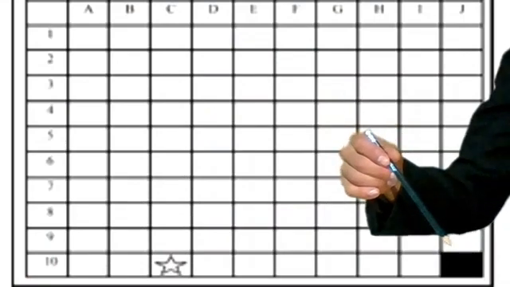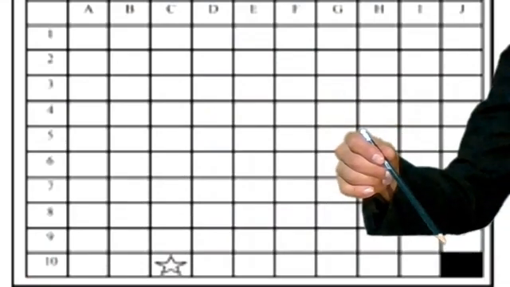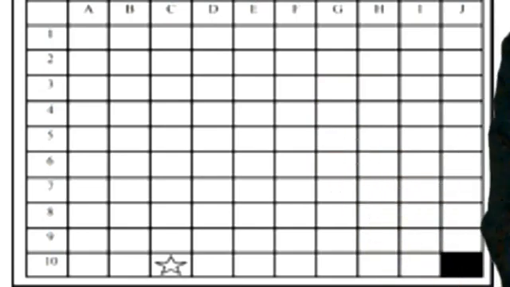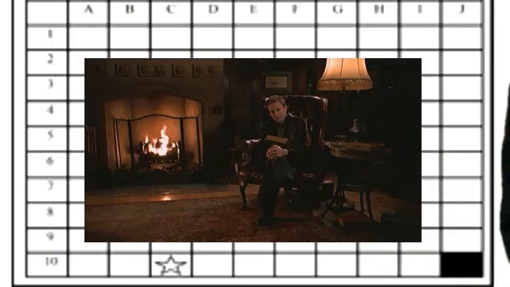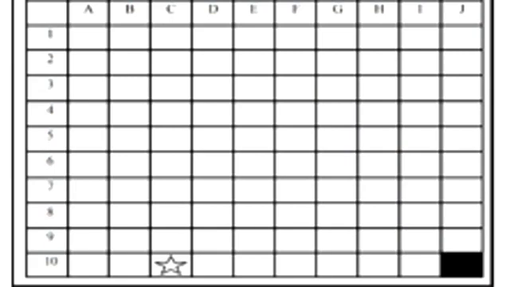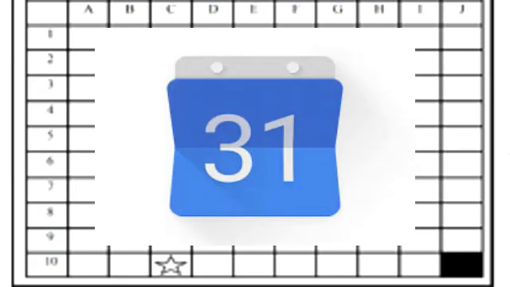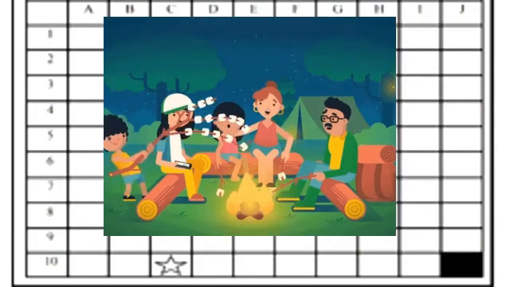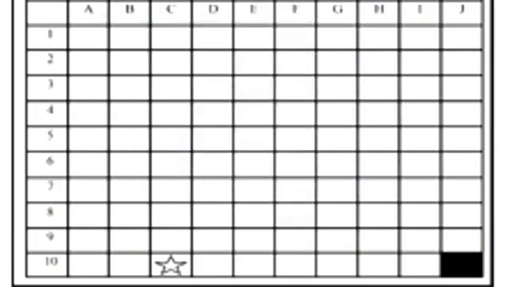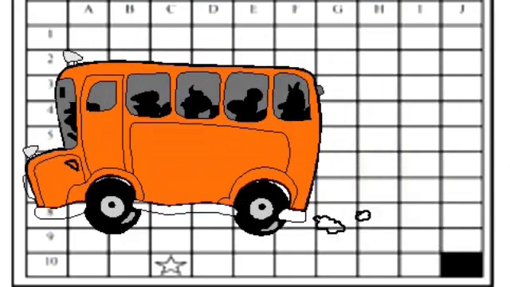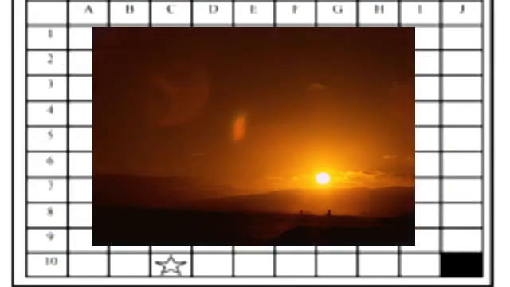Put your pencil on the black box in the lower right-hand corner of the paper. This is where the story is going to start. Finally, after months of waiting, the day you are leaving for summer camp has arrived. The bus ride to camp is very long and you do not get there until the sun has set.